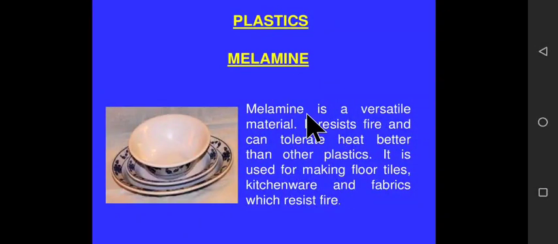Now the next type of plastic is melamine. Melamine is again a thermosetting plastic. It is a versatile material, it resists fire and can tolerate heat better than other plastics, and it is used for making floor tiles, kitchenware and fabrics which resist fire.